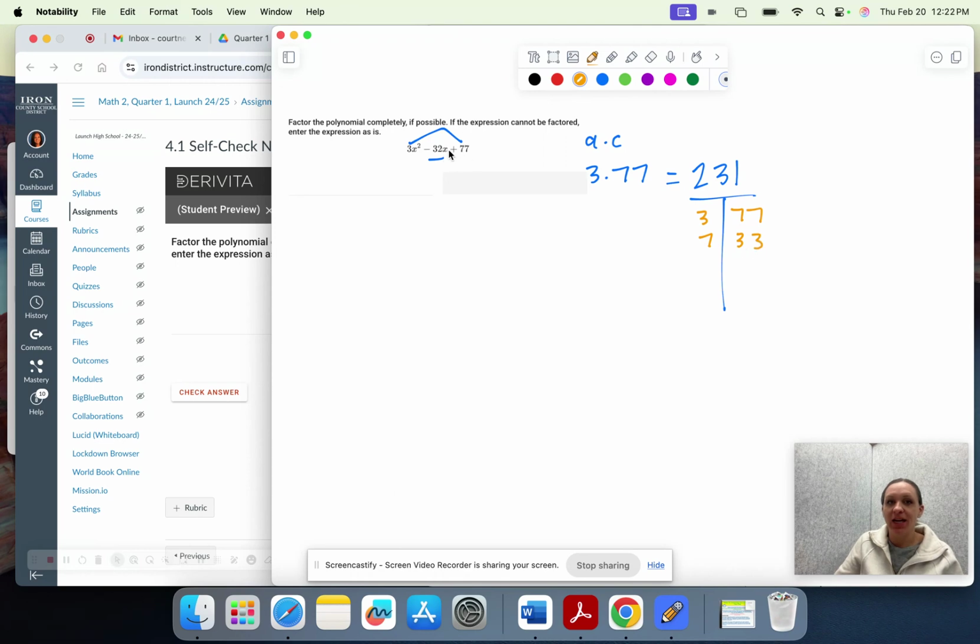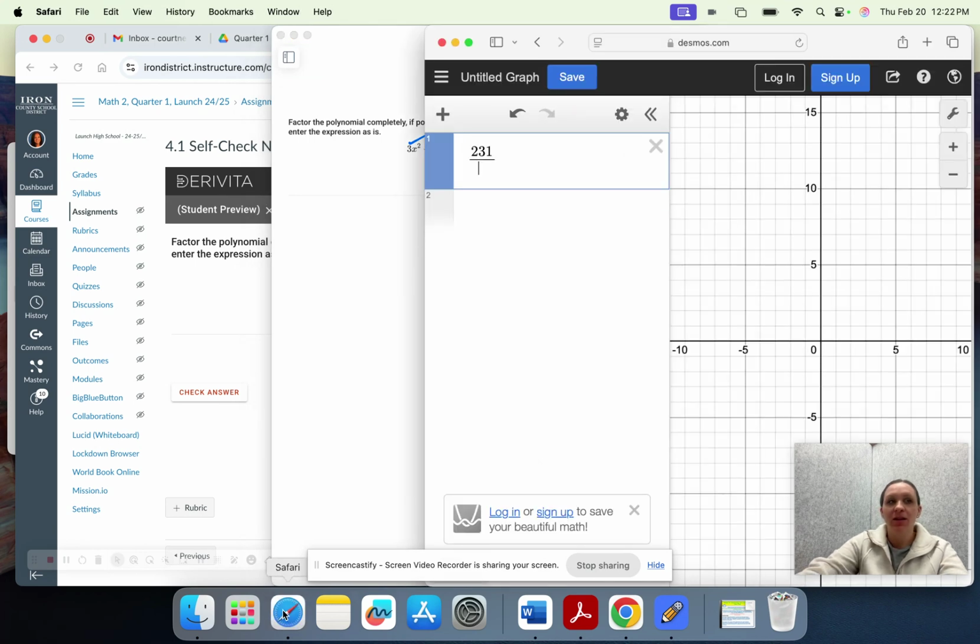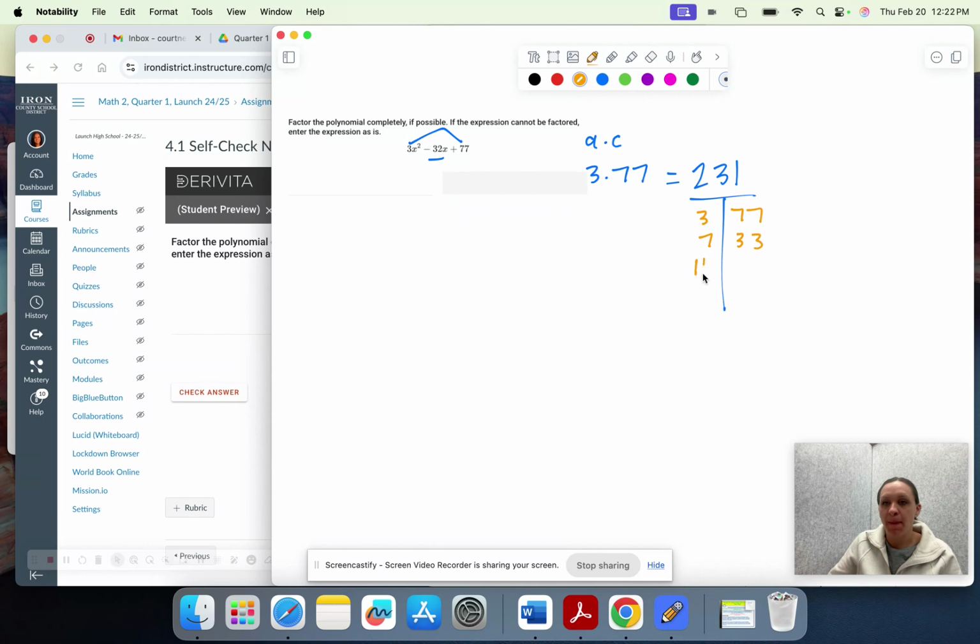Oh man, it has to add or subtract to 32. So I'm going to keep going. 8, 9, 10. There we go. 11 and 21. So I said, there we go, because 11 plus 21 is 32. But I need it to be negative 32. So I have to make both of those numbers negative when I rewrite that.